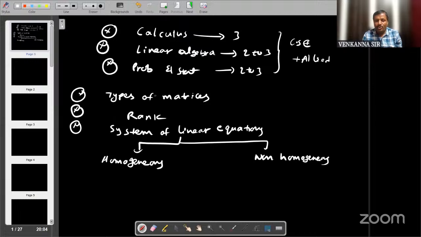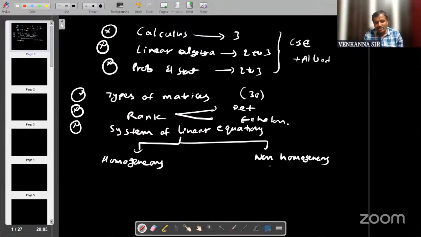See here, totally 30 different types of matrices you have to study, along with the conditions, example problems and all. Types of matrices is the biggest topic. Then the rank. What are the methods we are having for the rank? One is the determinant approach, and second one it is the echelon form.